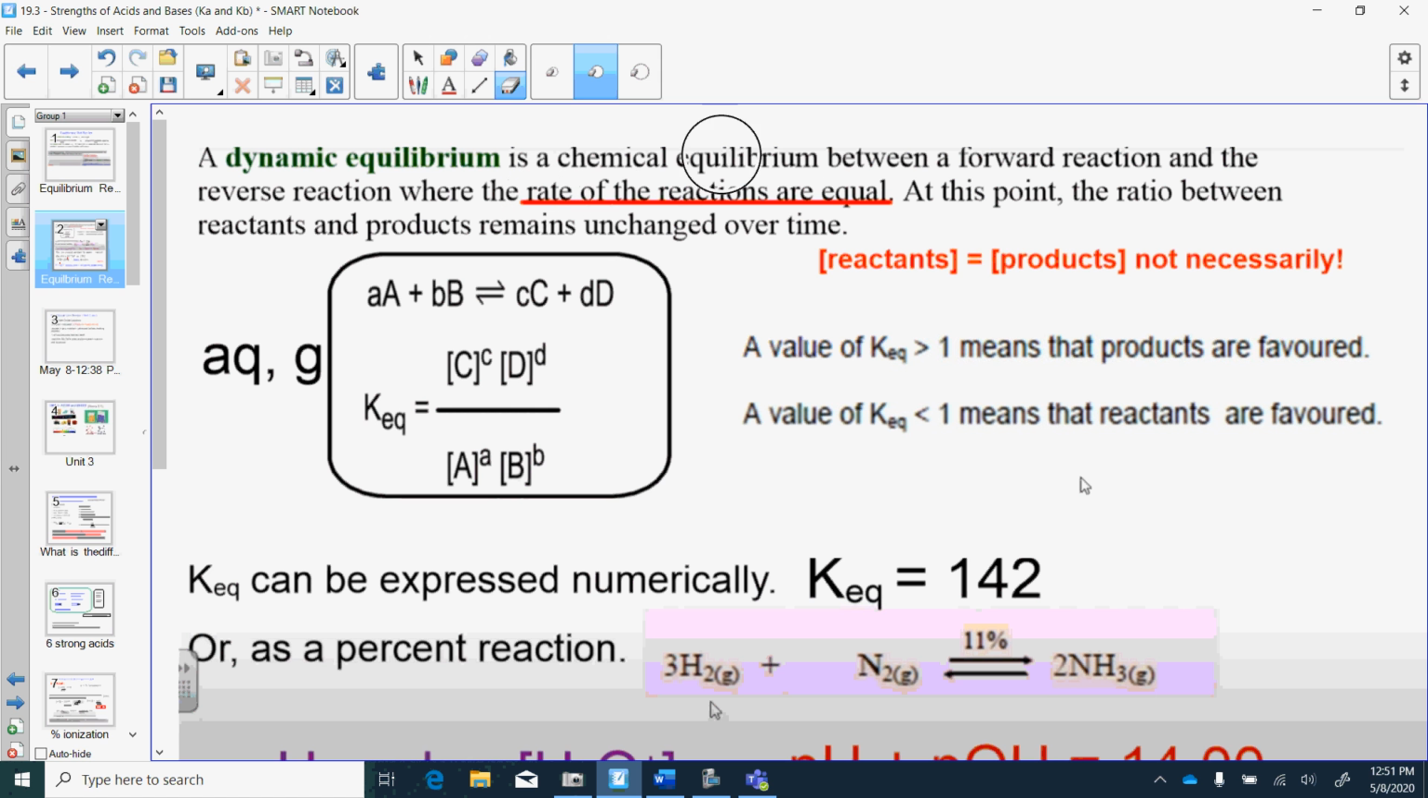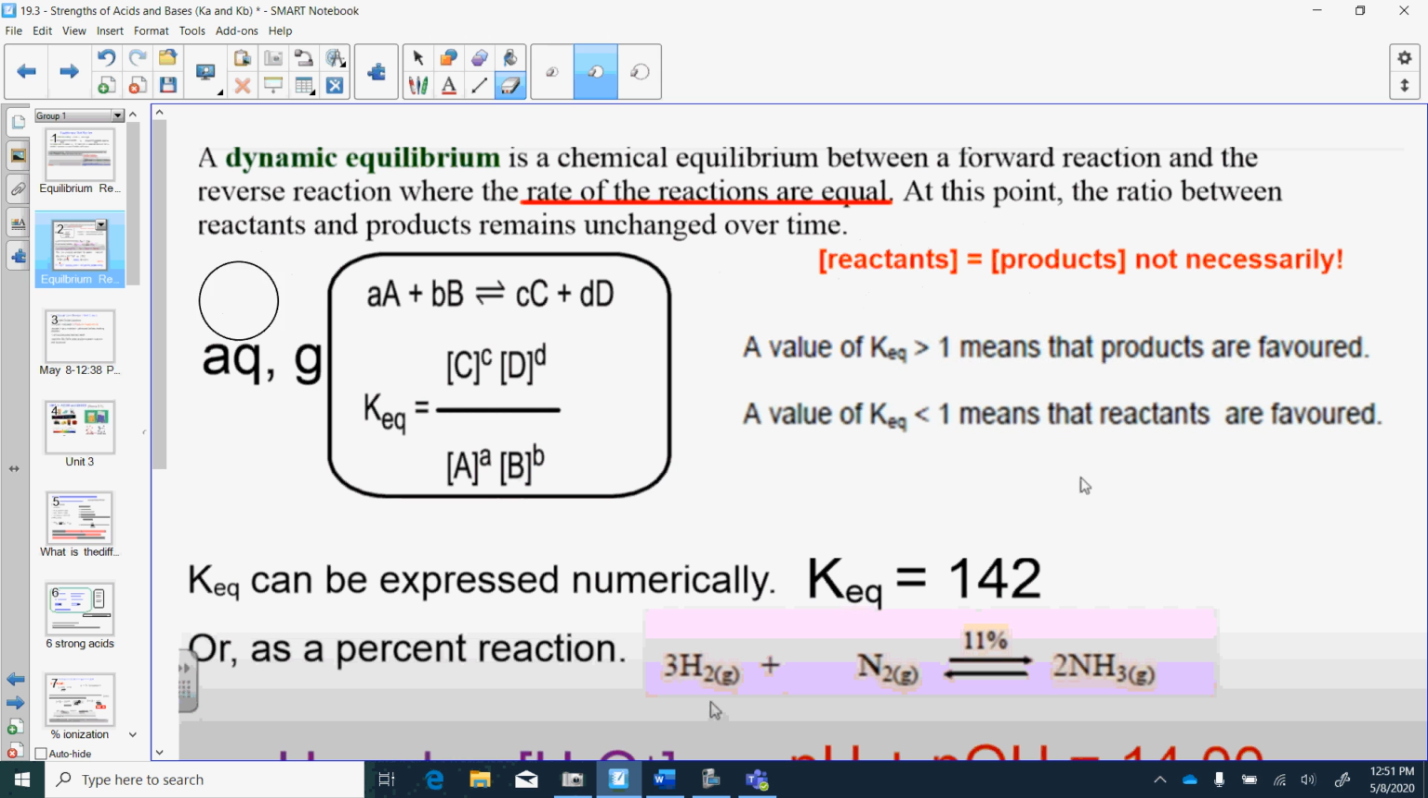So as we make one new product, that product breaks down and makes one new reactant. We make one new product, that product breaks down and makes one new reactant. So that is when we have equilibrium, and that's when the concentrations stay constant, but they're not necessarily equal to each other.